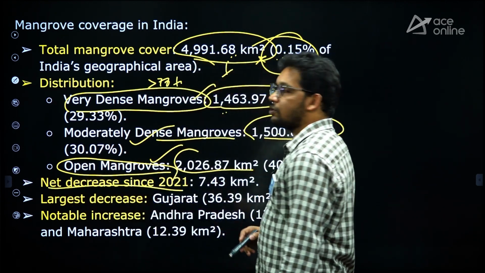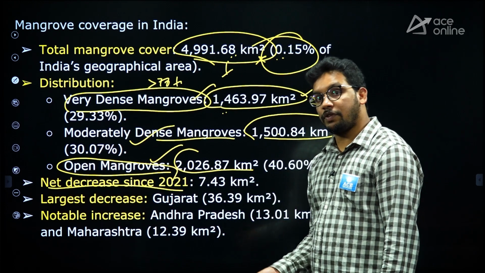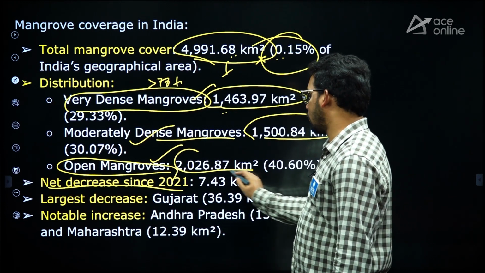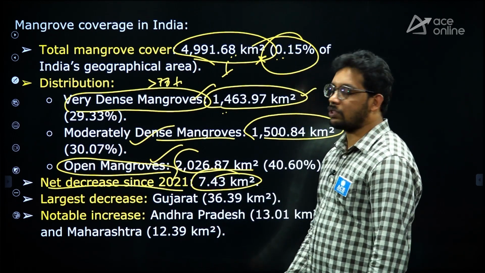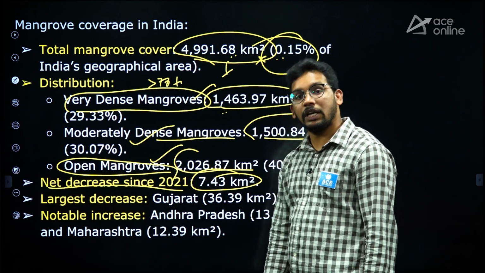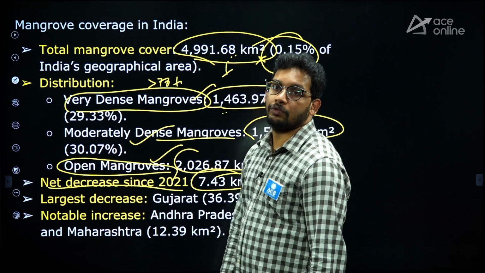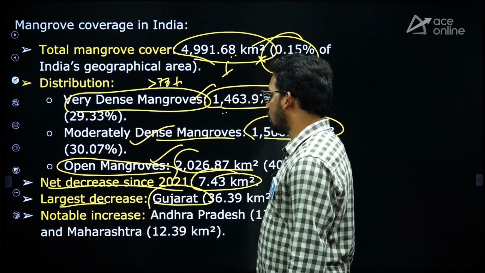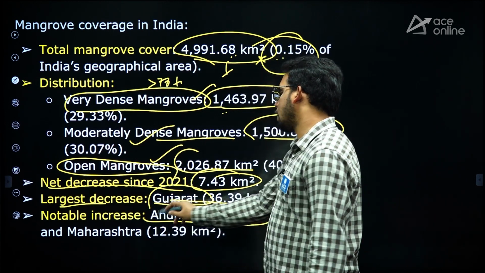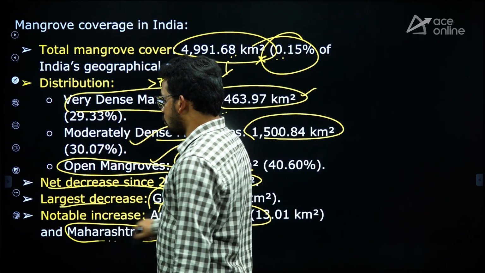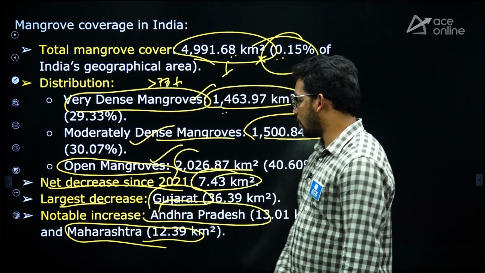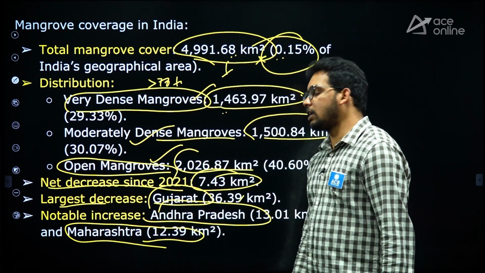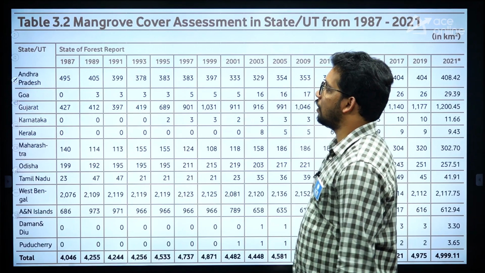Net decrease since 2021: compared to 2021, we actually reduced our mangrove cover. How much? 7.43 square kilometers. The largest decrease was seen in Gujarat. A notable increase was seen in Andhra Pradesh, followed by Maharashtra. So in Gujarat we have lost a lot of mangroves, whereas in Andhra and Maharashtra we have seen the highest increment.